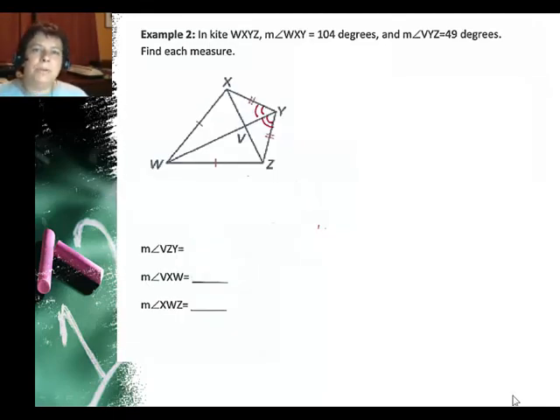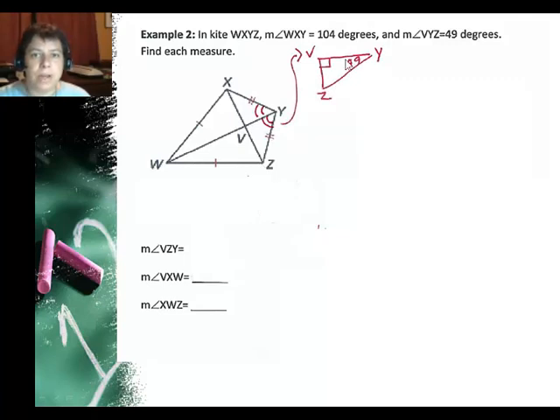In example 2, we are trying to find the angles in a kite. So they tell me that angle WXY, this angle here, is 104, which means the opposite angle is also 104. And they also tell me the angle VYZ is 49. The first angle they want me to find is the other angle that goes with this, VZY.